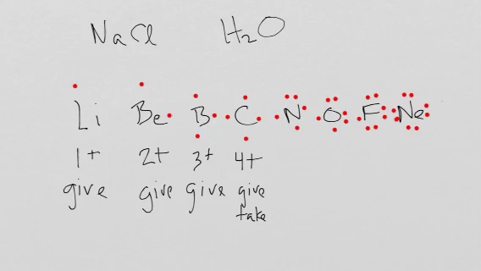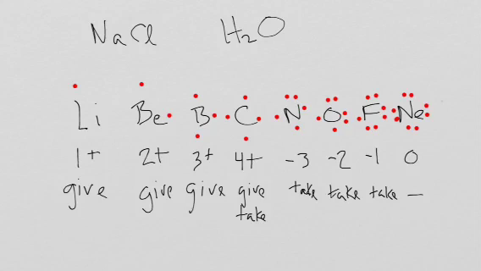What about nitrogen? How many does it have? It has 5, therefore it's missing 3. It needs 3. Okay? So it's going to be a taker. What about oxygen? It is missing 2. It is going to take 2. What about fluorine? It is missing 1. It is going to take 1. And what about neon? It's missing none. It neither gives nor takes. It ignores everyone. Okay? It's a loner.